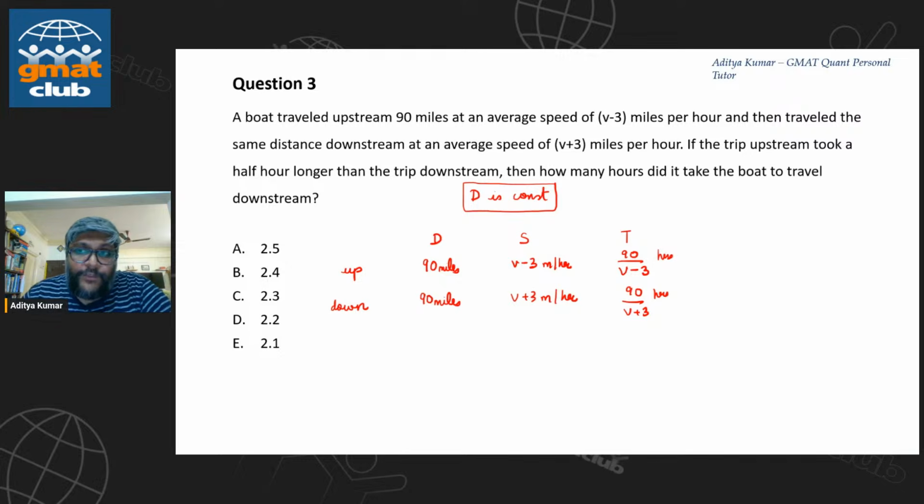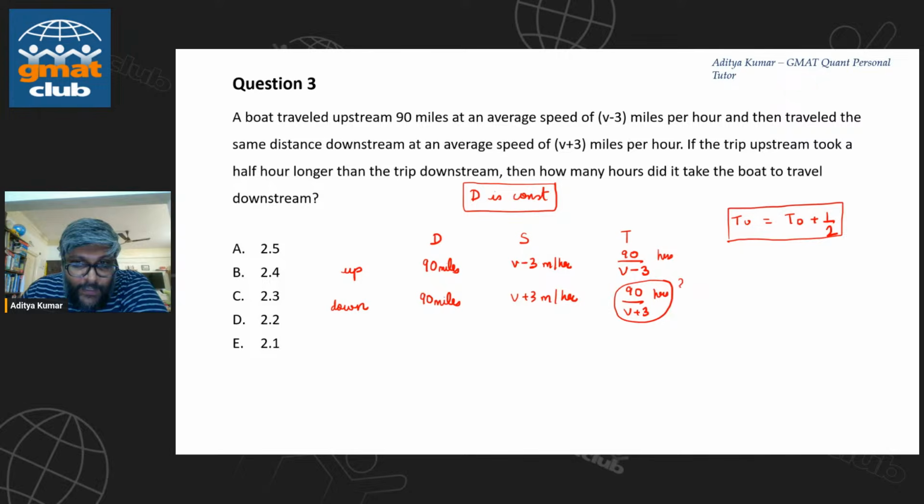If the trip upstream took half an hour longer than the trip downstream, it's obvious, right? You're going upstream means you're going against the flow of current. You're going downstream, you're with the flow of current, so you'll take longer upstream. So I'll write down that extra information on the side. The trip upstream took half an hour longer than the trip downstream. So it's the trip downstream plus half. This is the extra information given to me. Then how many hours did it take the boat to travel downstream? So I need to solve for 90 divided by v plus 3.